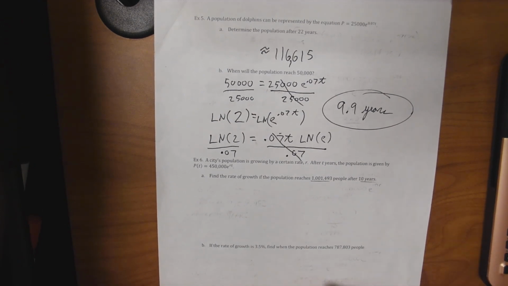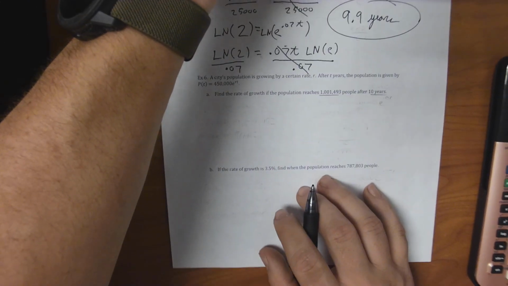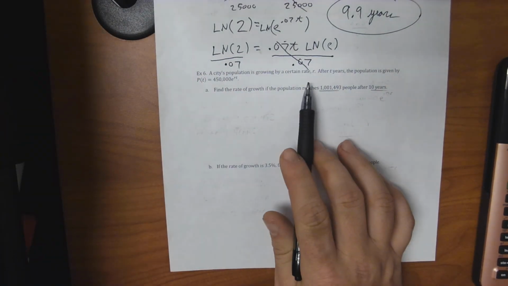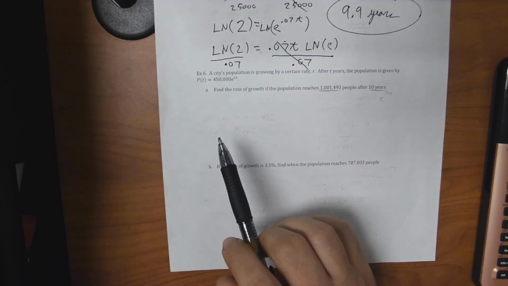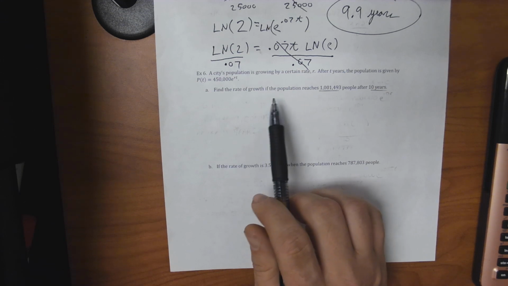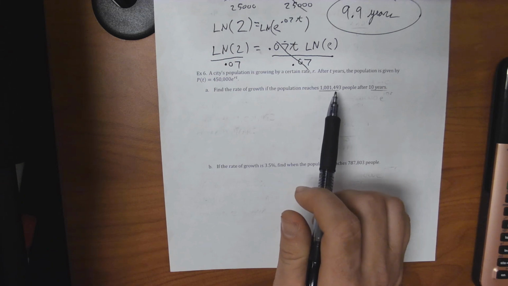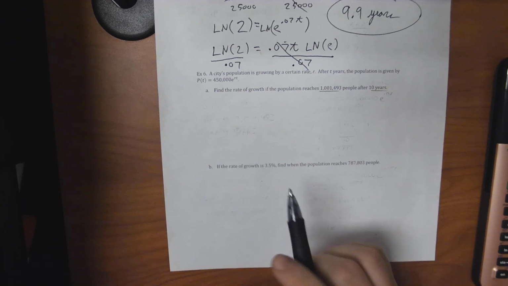So let's go ahead and look at example 6, and then 7, so last two examples. A city's population is growing at a certain rate r. After t years, the population is given by this function. Find the rate of growth if the population reaches 1,001,493 after 10 years. So what we're going to do is plug in these values and solve for r.